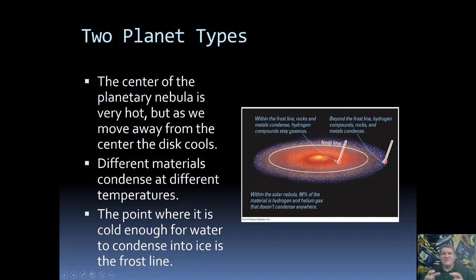Now remember, ices are things that are normally liquids and gases under conditions on the Earth, but are so cold they're frozen. So these are going to be things like frozen water, frozen ammonia, frozen methane, the frozen hydrogen compounds. So inside the frost line, it's very warm, meaning that metal and rock are able to condense, but not ices. Beyond the frost line, it cools off enough that you're able to form rock and metal still, as well as ices.